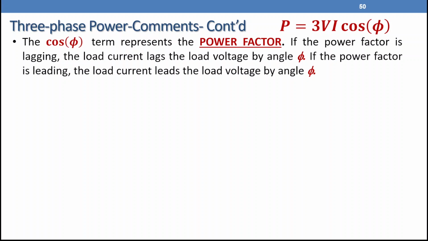If the power factor is lagging, the load current lags the load voltage by angle phi. If the power factor is leading, the load current leads the load voltage by angle phi. The same concept applies to the source side.